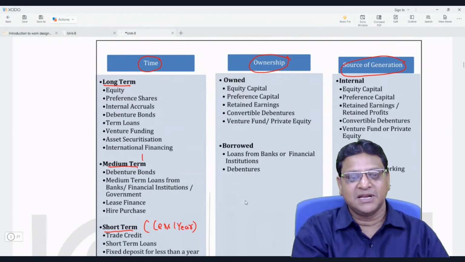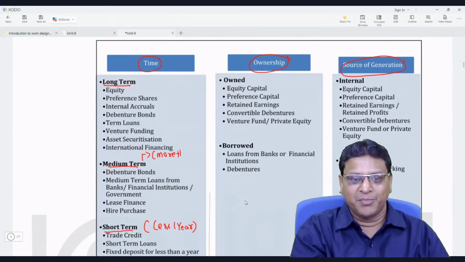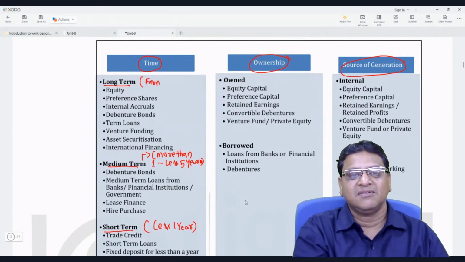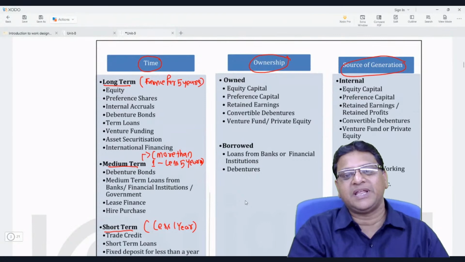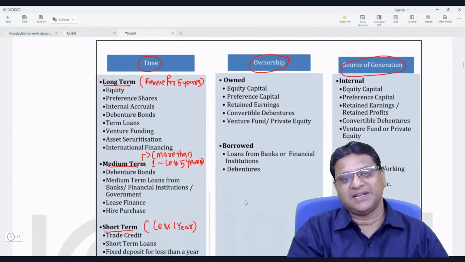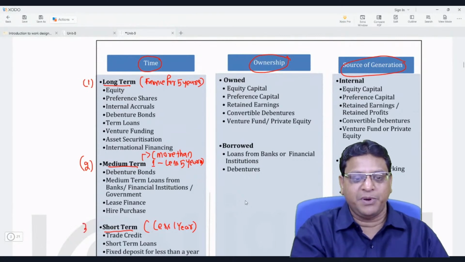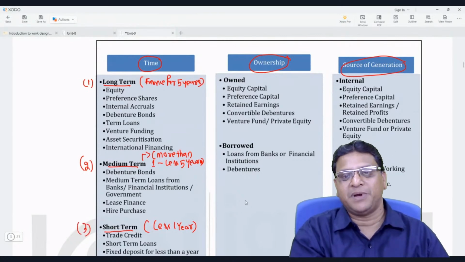What is medium-term finance? Finance required for more than 1 year but less than 5 years. That is medium-term finance. And what is long-term finance? That is finance required for more than 5 years. 5 years, 10 years, 15 years, 20 years, those are known as long-term finance. Hence, on the basis of time, sources of finance can be classified into three broad categories: long-term finance, short-term finance, and medium-term finance.